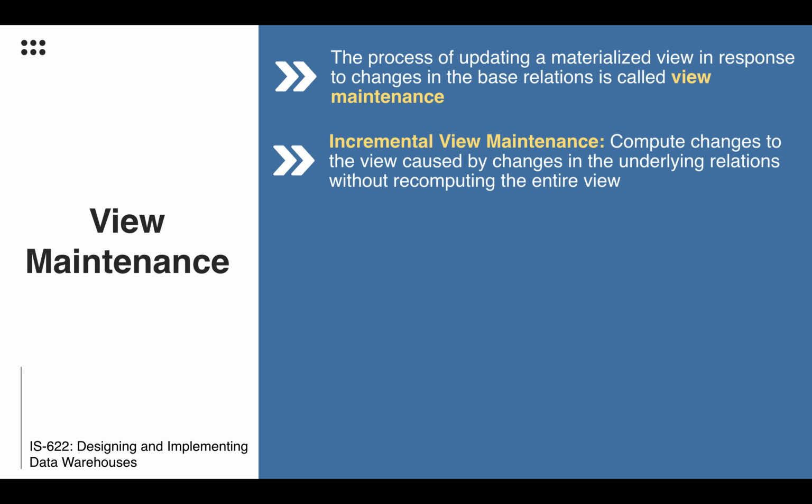I think I may have skipped something. I should have written it, but please make a note if you are watching this. There are two ways view maintenance can be done. There is no term for it, but it is done either completely or incrementally. Completely means you delete the view and create a new view. Any time an update happens, you create a new view and delete the old view.